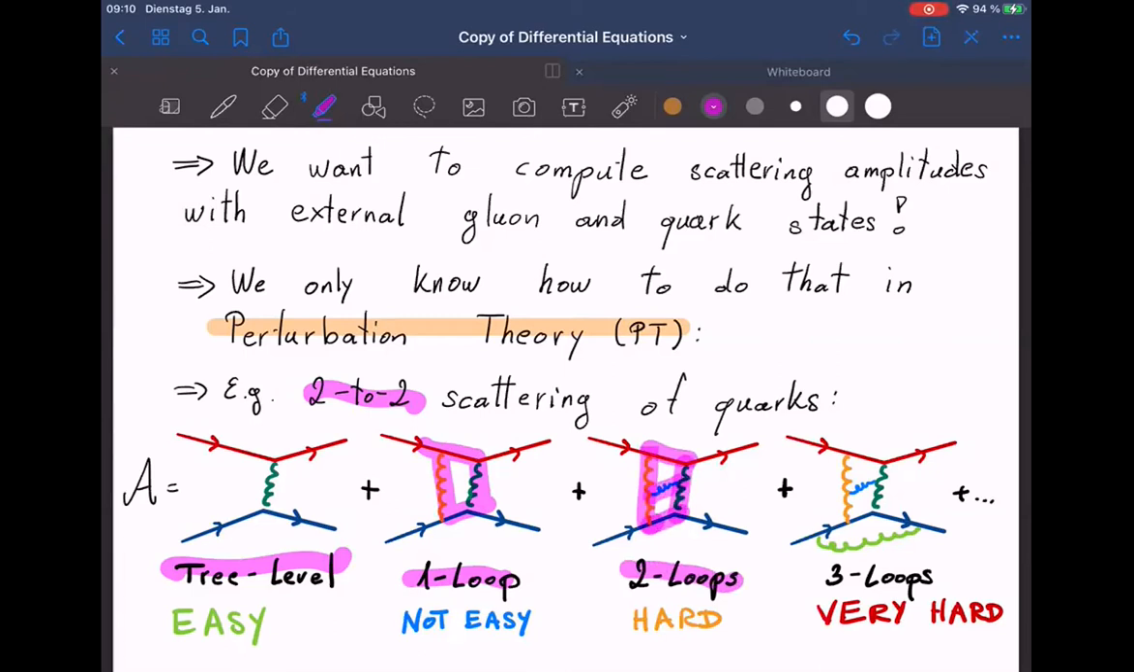And the complexity grows very quickly with the number of loops in your graph, in the sense that one could say that tree-level calculations are nowadays easy. You could almost say it's like a solved problem. One-loop computations are not necessarily easy, but nowadays we know how to do that. We have efficient techniques, we have computer codes to do that. And starting from two loops, that is where the frontier lies.